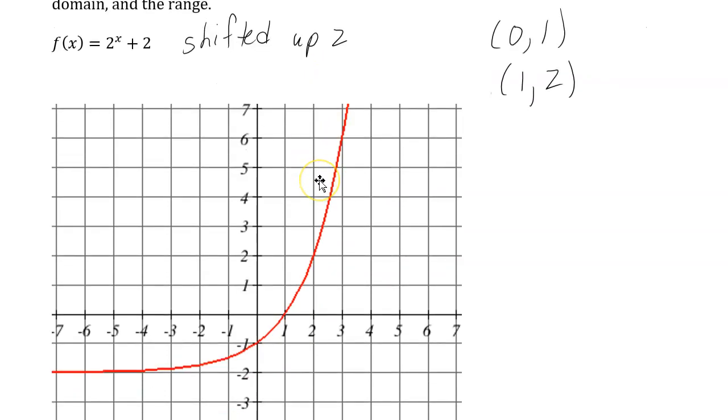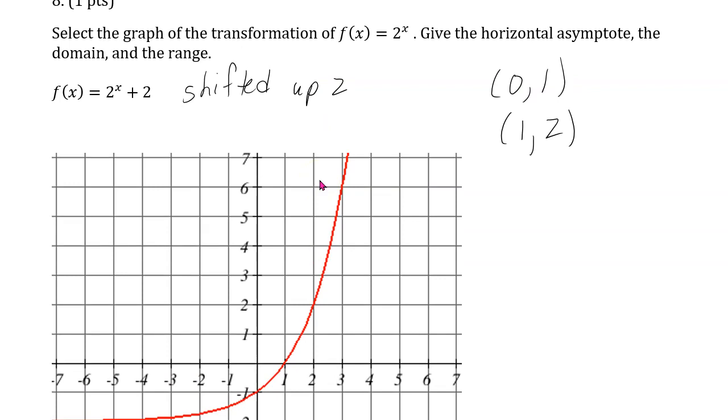Let's take a look at these. Now, this is what 2 to the x goes through. What would it go through if we then shifted everything up 2? Instead of going through 0, 1, it would now go through 0, 3, since 1 plus 2 gives us 3. And instead of going through 1, 2, it would now go through 1, 4. So we're looking for something that crosses through at 0, 3 and 1, 4.